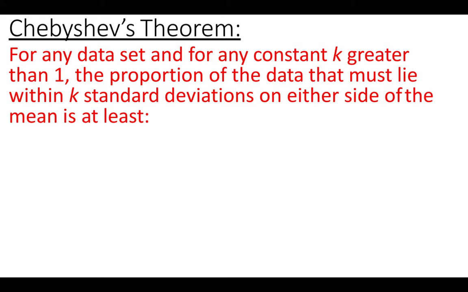The empirical rule, which we'll see in the future, is only good if we have symmetric data, but this is actually good for anything. So what this theorem states is that for any data set and for any constant, we're going to call k, greater than 1, so that means like 2 or 3 or 4, the proportion of the data that must lie within k standard deviations on either side of the mean is at least given by this formula: 1 minus 1 over k squared.